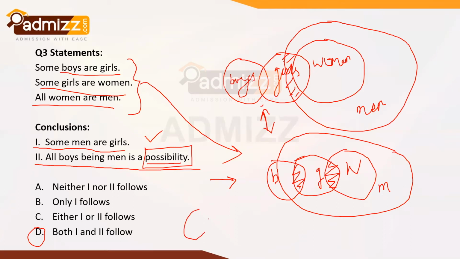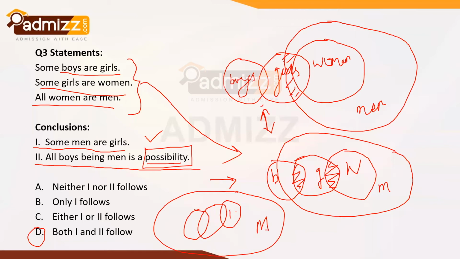I could have made a third one as well, B, G, W, and all within M. M, W, G, and B. This too would have been a fair conclusion to draw, or a fair illustration of these statements. So from these three cases, we can imply that all boys being men is a possibility. So when possibility is introduced in the conclusion, we have to look at the same statements from various perspectives. So hopefully that makes sense.